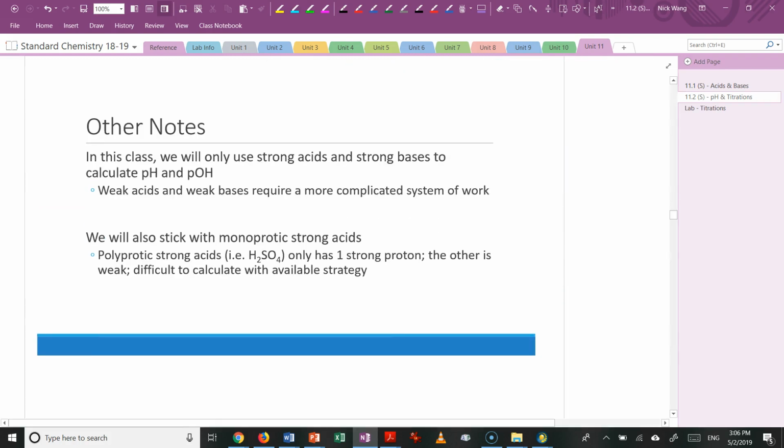And to wrap this up, a couple of notes. We're only going to use strong acids and strong bases in this class. Anything beyond that is a little more complicated with weak acids and weak bases. Also, we're going to stick with monoprotic strong acids. Polyprotic ones, for example H2SO4, are a little more complicated because it has 1 strong proton, so the other one is weak. That's a lot messier, so we're not going to deal with that.